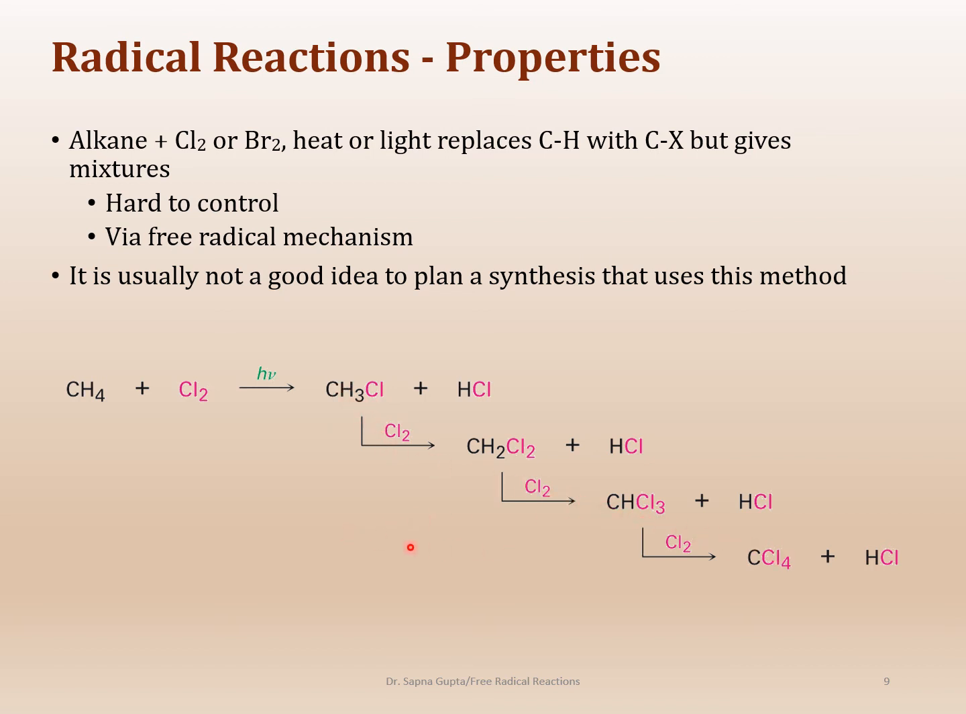So it's not a very good way to plan a synthesis, especially not if you wanted to make chloromethane. If you wanted to make tetrachloromethane, this is fantastic, because all you have to do is give methane, chlorine, heat, and boom, just watch it go all the way to carbon tetrachloride. All right, so that's kind of what happens.